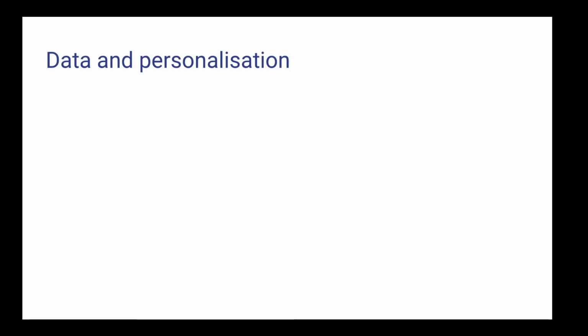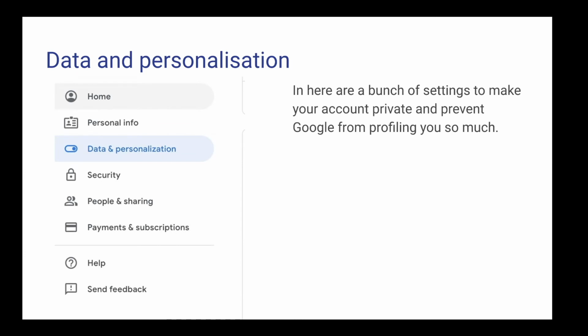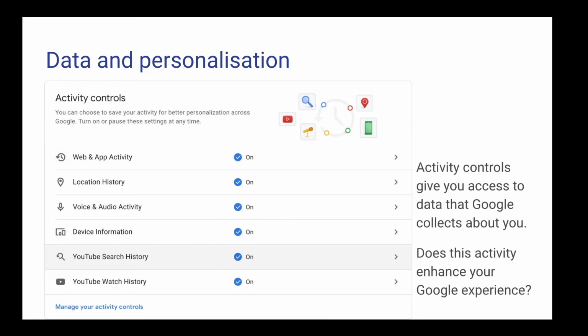Your data and personalisation. Now, here is a bunch of settings. You can make your account private and prevent Google from collecting so much about you. Do you want the web and app activities turned on? Do you want location history turned on? Do you want voice activity turned on? Do you want YouTube search? Do you really want YouTube search history turned on? It's up to you. You ask yourself a question. Do I use this service? Do I get anything out of this service? If the answer is no, you don't use it. No, you get nothing out of it. Turn it off.